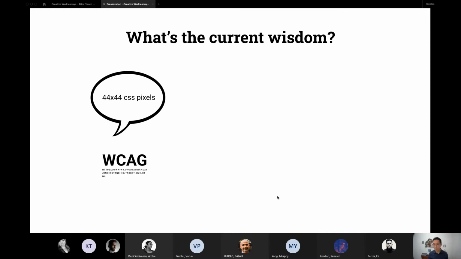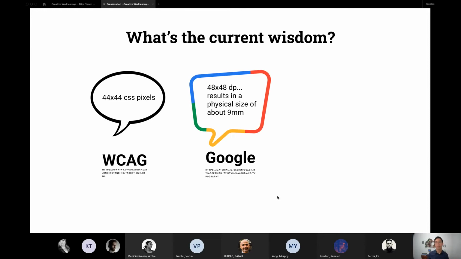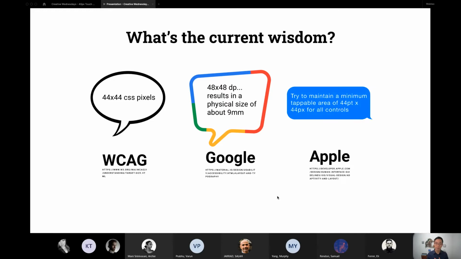Okay, it's a little bit bigger than 40 pixels, what I've heard before, but there's not much guidance in there. Google, they say use 48 by 48 dips, which for all intents and purposes is the same as a pixel in our case. 48 by 48, which will result in about 9 millimeter size. So Google shouts out, hey, we acknowledge that it should be around 1 centimeter big, but they just shout out a number saying 48 by 48. But where does that come from? And we'll talk about that.